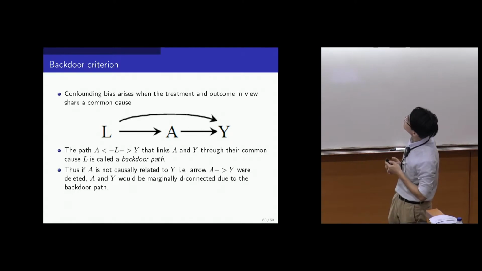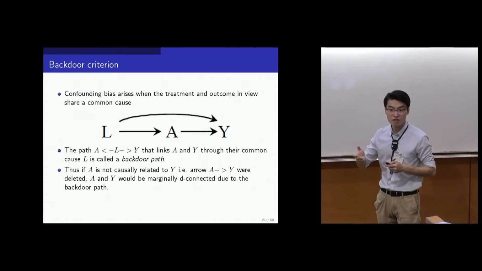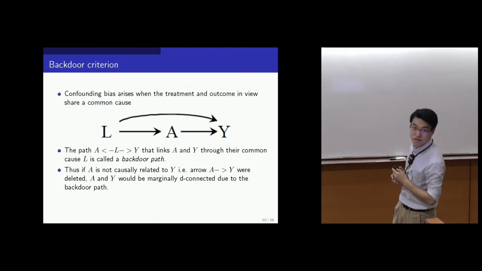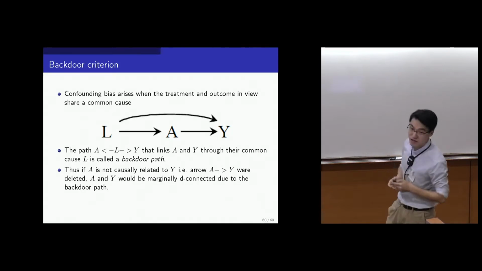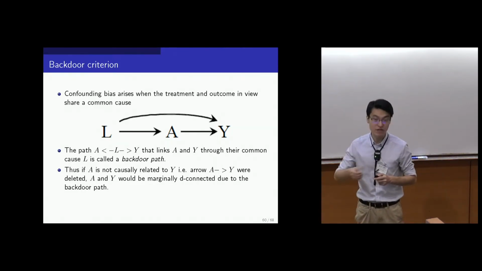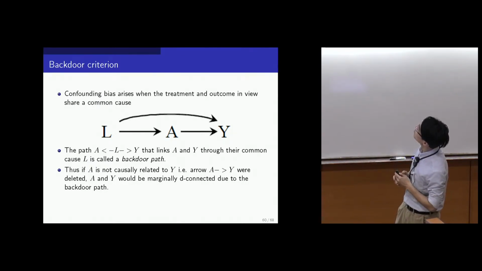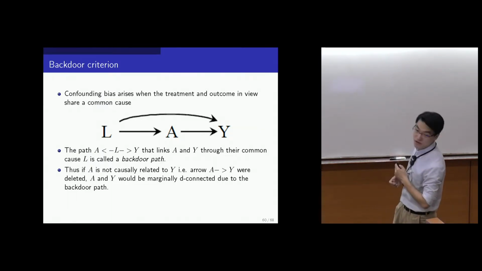So notice that if we condition on L, this confounder L, as we usually do in our analysis, it will block this backdoor path. Such that if, in addition, this arrow is not there and this path is blocked, A and Y will no longer be associated statistically. So this is the reason why we usually condition on the variables that we think are confounding the effect of treatment on the outcome.